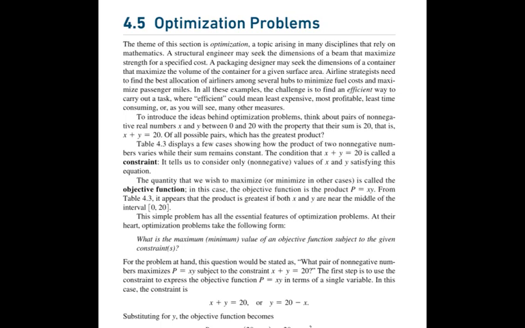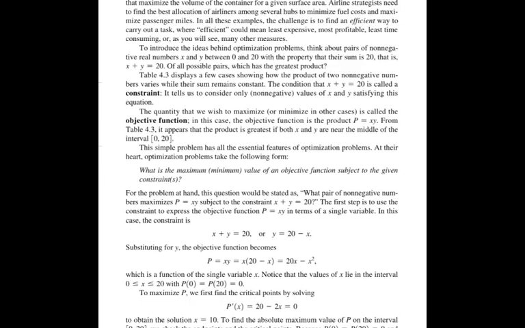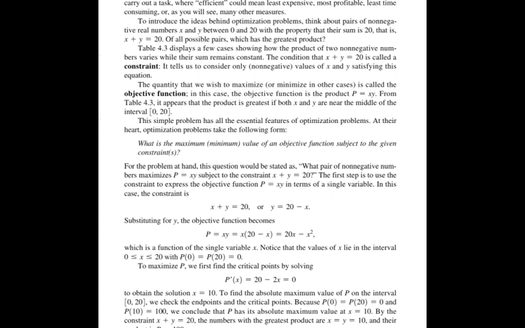So you see here we have x plus y equals 20, therefore y is going to be 20 minus x. Substituting that into the product function, we get 20x minus x squared, which is a function of a single variable. Notice that the values of x lie in the interval 0 to 20, where P of 0 and P of 20 both equal 0.